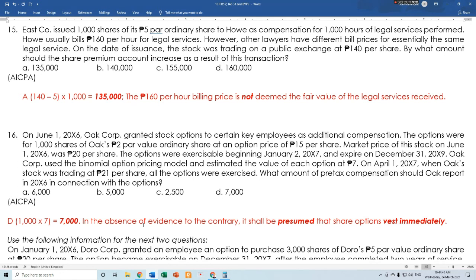Okay. So, ang gagawin mo lang is, 'di ba, ang tinatanong lang naman sa atin magkano yung share premium, 'di ba? Okay. So, kunin muna natin yung ating issue price, okay, which is 140 per share. Minus par value na 5, tapos multiply mo dun sa number of shares na ibibigay mo, which is 1,000. So, 135. Okay? Again, yung 160, hindi siya pwedeng maging fair value kasi hindi naman yun determined price. Okay? Kasi iba-iba daw yung billing prices ng mga lawyers. Okay? So, hindi fair value yun.